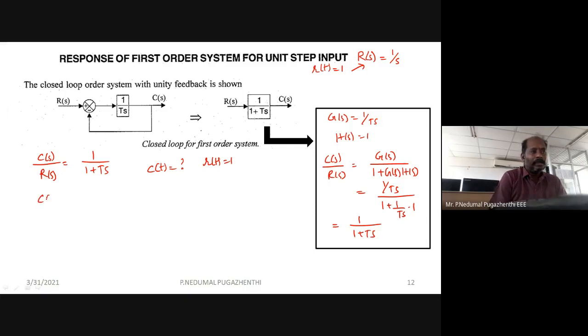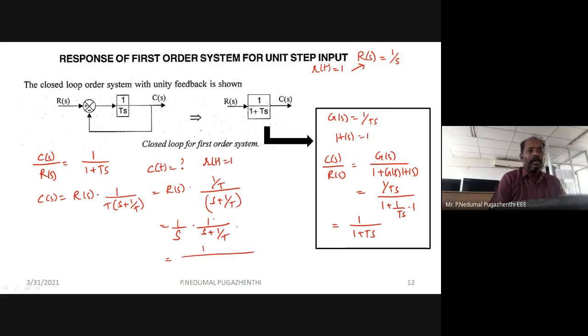So I can write C of S is equal to R of S into the transfer function. For convenience, I will take t outside. If I take t outside, it becomes 1 by t into S plus 1 by t, or I can write it as R of S into 1 by t divided by S plus 1 by t. I substitute R of S is equal to 1 by S here, so 1 by S into 1 by t divided by S plus 1 by t. In general, you will get 1 by t divided by S into S plus 1 by t.